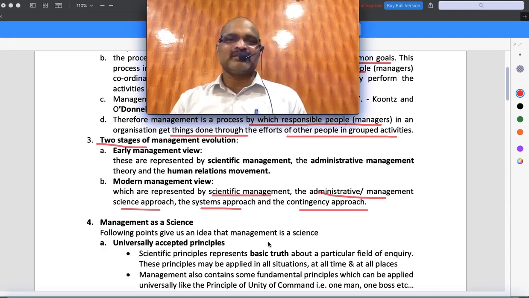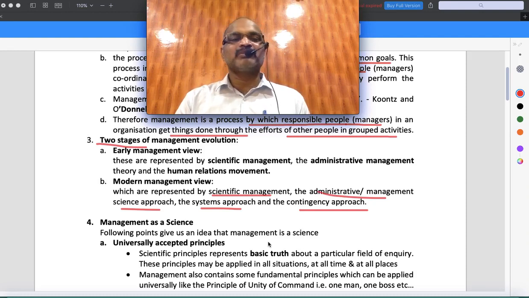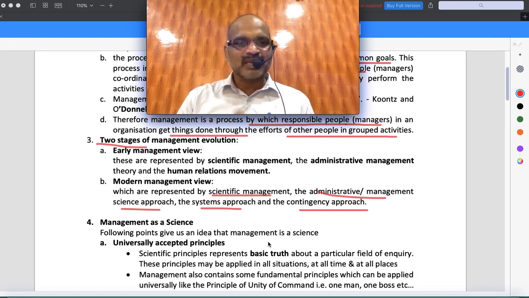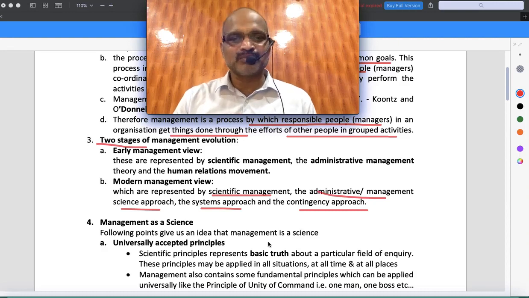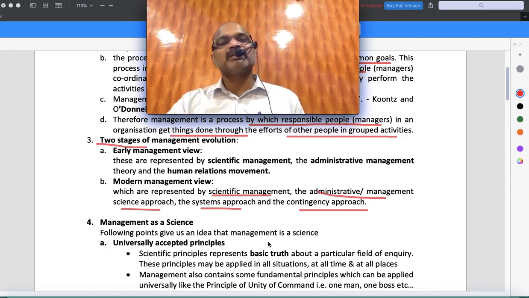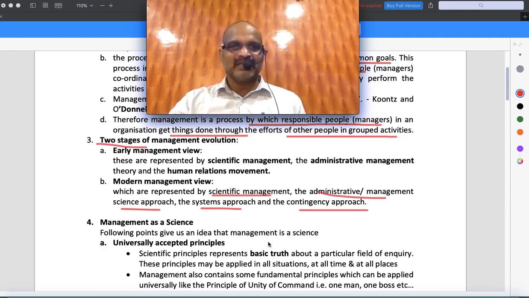How to do, etc. The next important thing is the old view. We have scientific management, administrative management principles, and human relations. Modern view, we have the science approach, systems approach, and contingency approach, besides taking the old views. Modern people did not ignore or neglect previous theories, but they explain something extra. That is one thing, right?